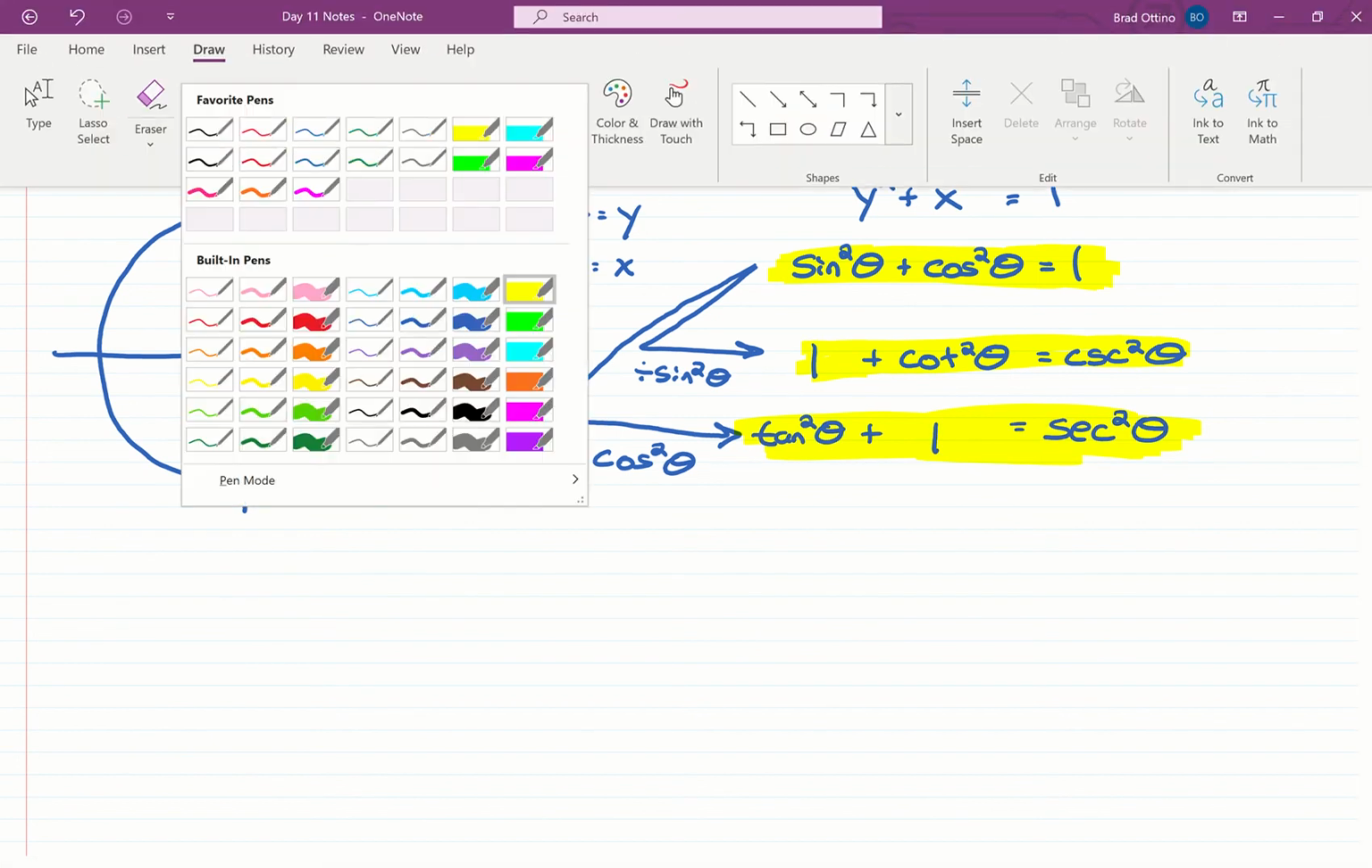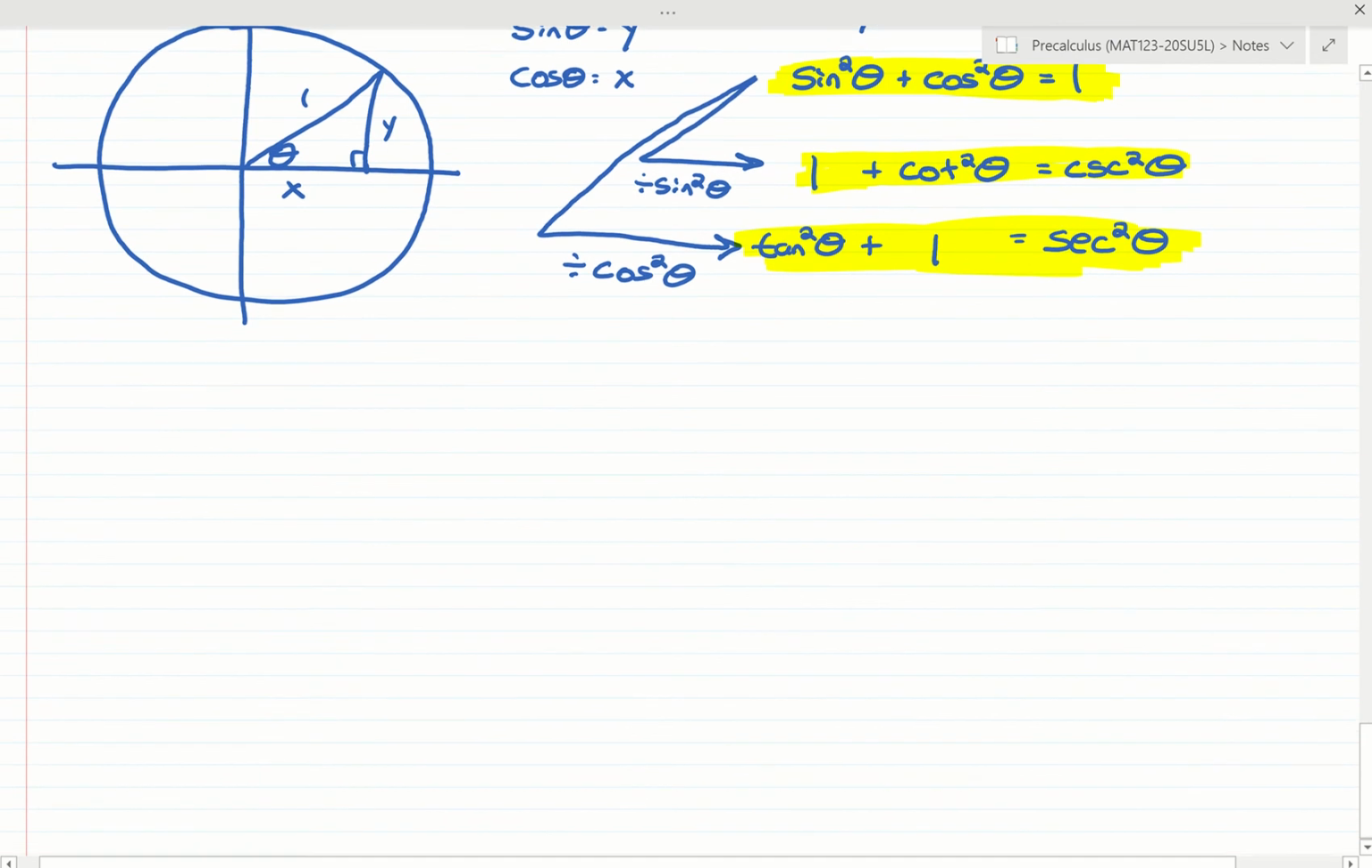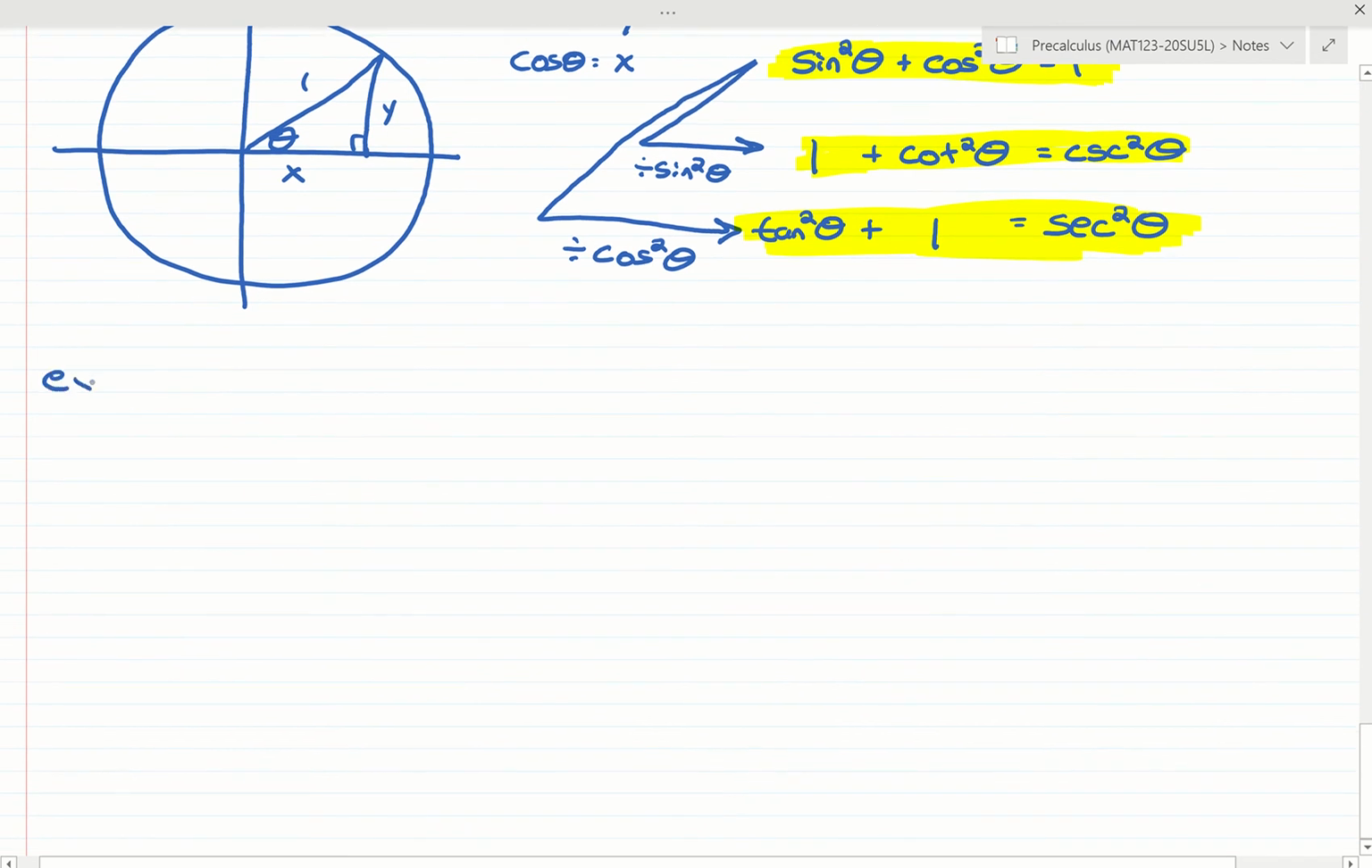So let's see if we could do some more examples based on the Pythagorean identities. Find sine of theta given cosine of theta is 4/5 and theta is in quadrant 2.